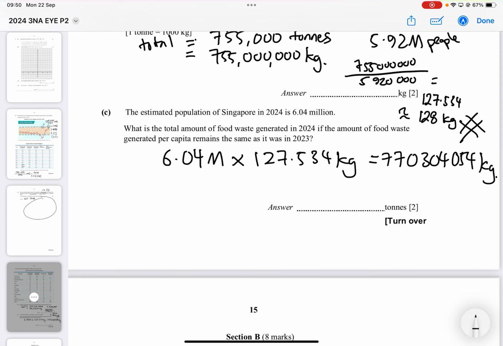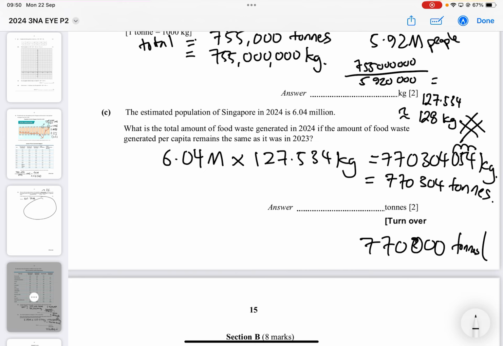But finally they want the answer in tons. So you still remember 1 ton is 1000 kg, so we have to divide this by 1000. So when we divide by 1000, shift the 0 3 times, 770,304 tons. Then if you are giving in three significant figure, it will be 770,000 tons. 3SF.